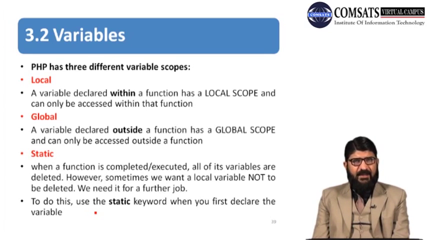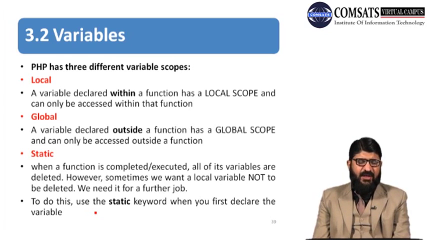The variable that is declared within a function has a very local scope and can only be accessed within that function. It is said to be a local variable. The variable that is declared outside a function has global scope and can only be accessed outside the function. And the last one is static.